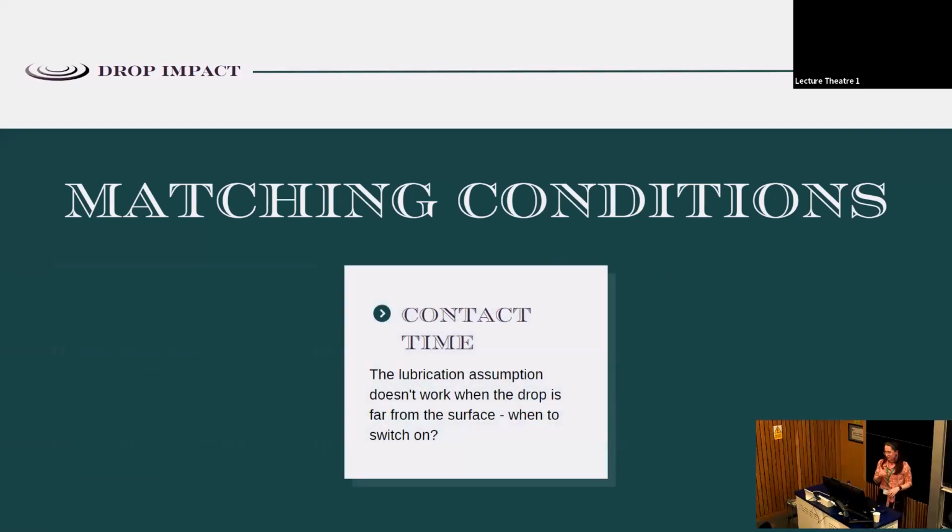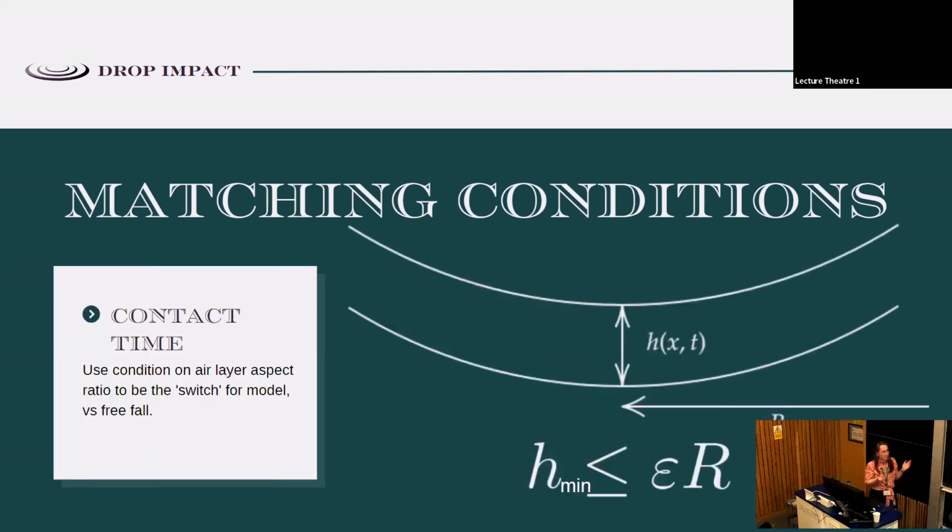Next, we have the contact time. As I said, when the droplet is very far away from the free surface, we can't really take a lubrication approximation. It doesn't make sense to do so. So when do we switch on and switch off the system? I'm just going to say when it's close to it. That feels like the most obvious answer, and sometimes it is.